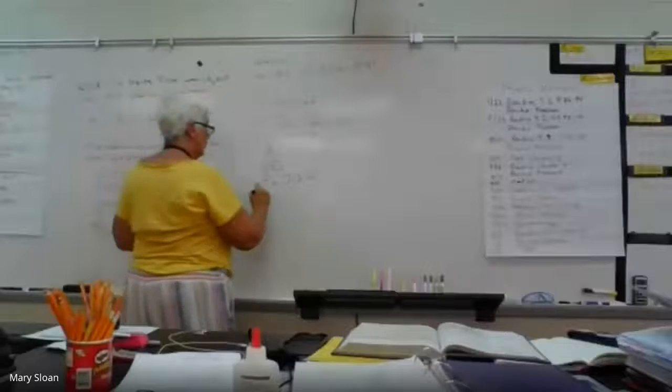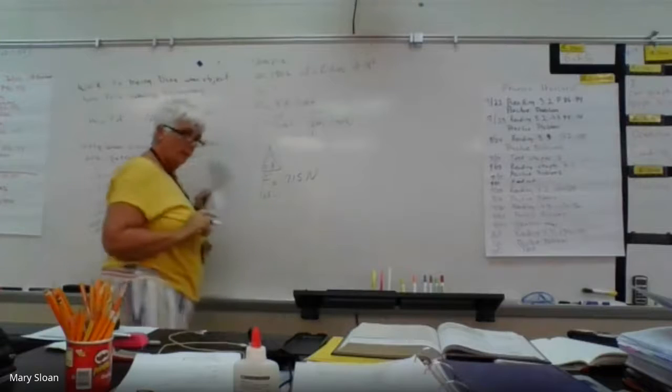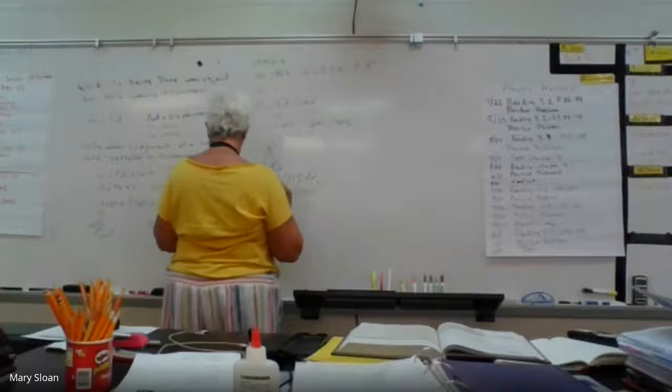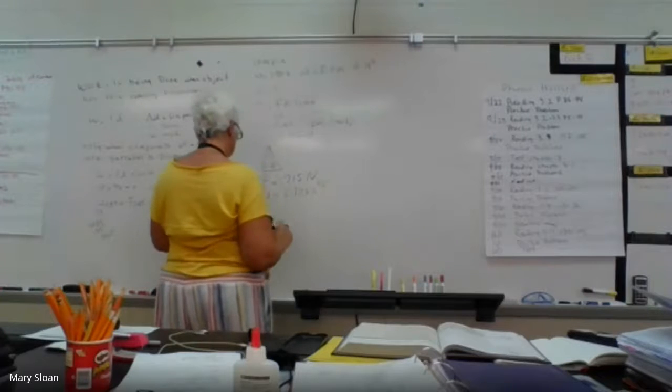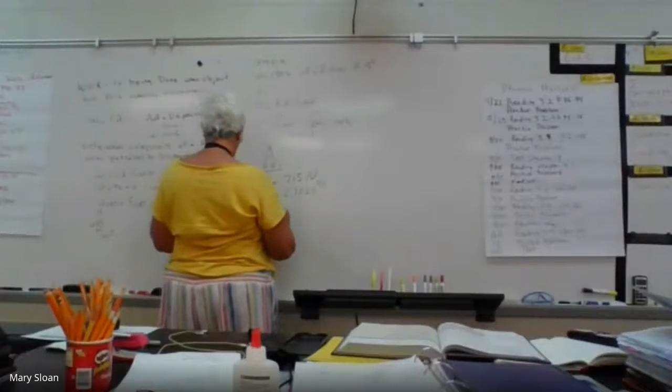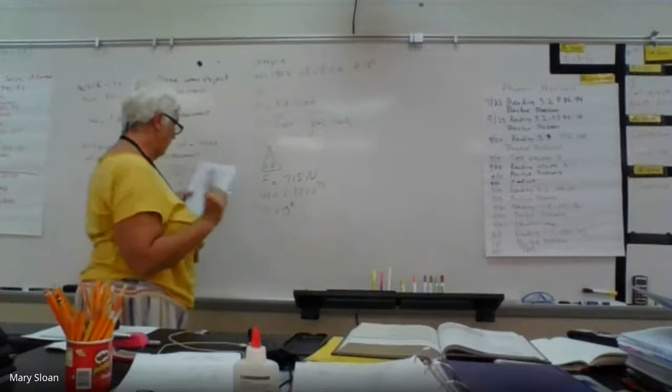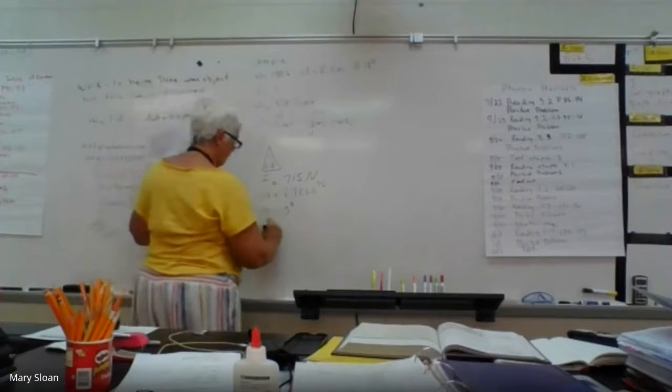And then the work, what was our work number that we have here? 2.72 times 10 to the 4th joules of work. Okay. And do we have an angle? We do not. Okay, let's put 0 for our angle because we don't know what that is. And what is our displacement?